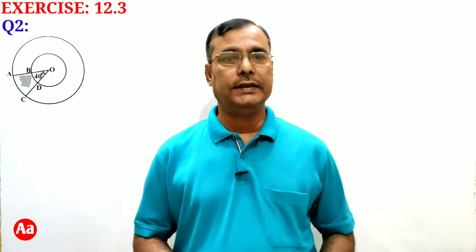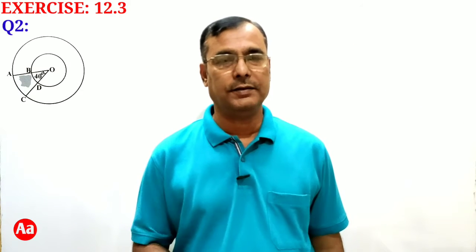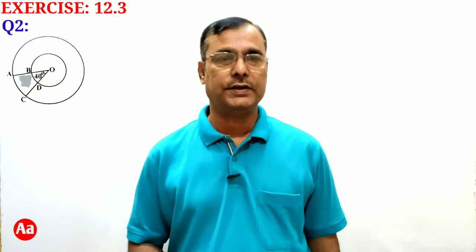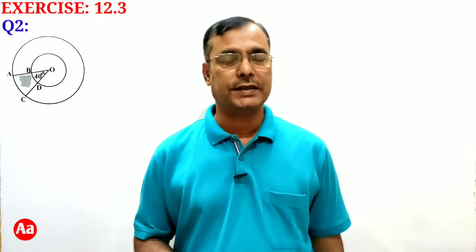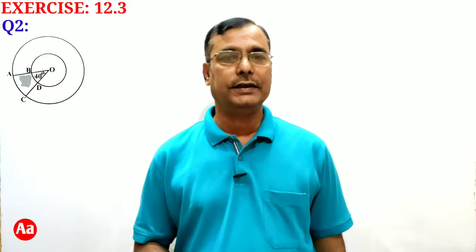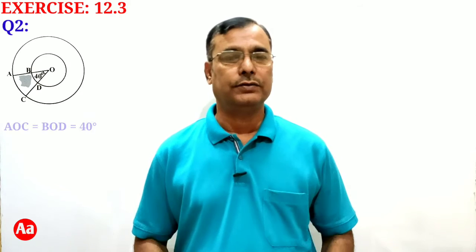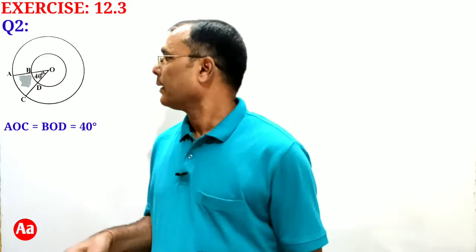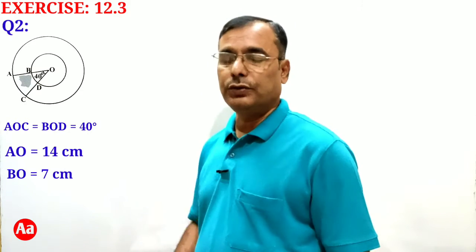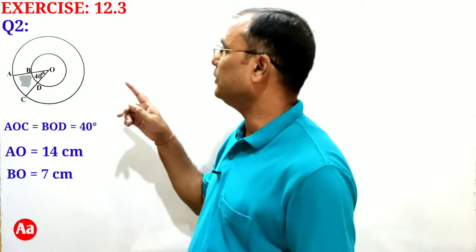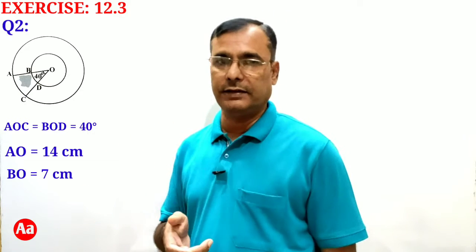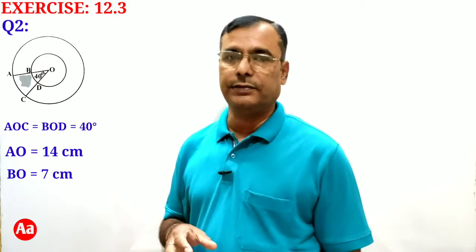Number 2 is find the area of the shaded region in the given figure if radii of the two concentric circles with center O are 7 cm and 14 cm respectively, and angle AOC is equal to 40 degrees. In the given figure, O is center of the two concentric circles and angle AOC is given 40 degrees. Radii of two circles are given 7 cm and 14 cm.